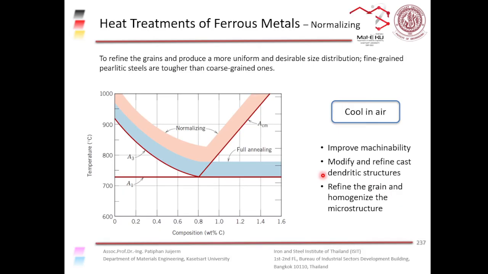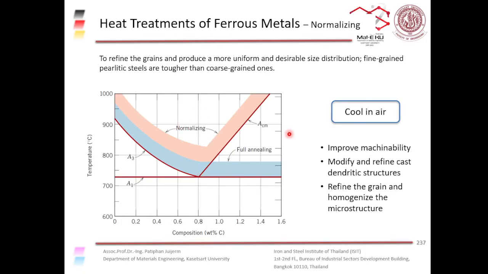So basically, normalizing process is a process that you use to normalize the microstructure. Normalize in this case means to homogenize, to make it similar throughout, to make it the same throughout, make the microstructure uniform and make the grain size a little bit smaller to make it a little bit stronger.